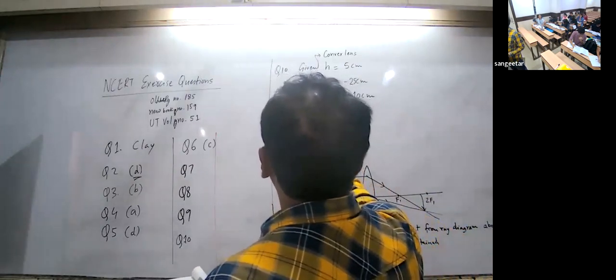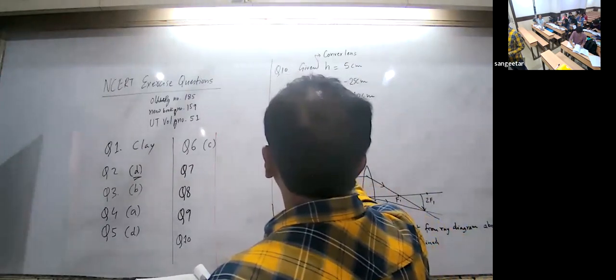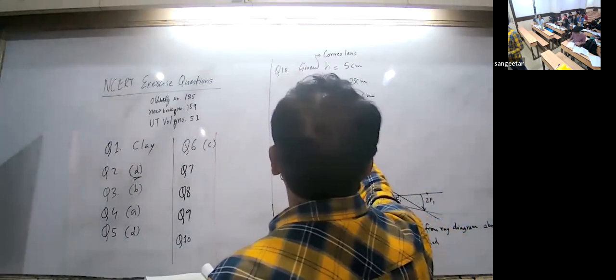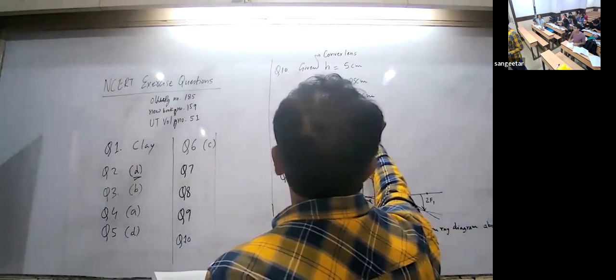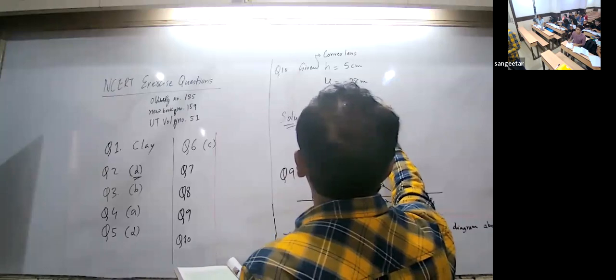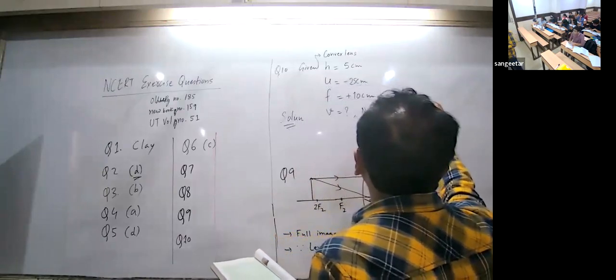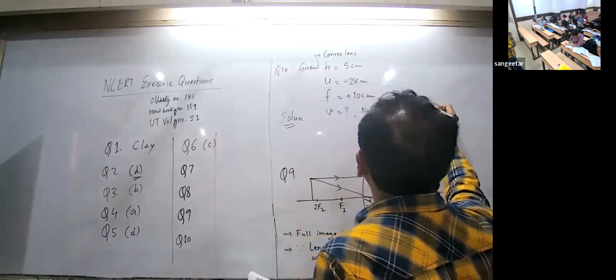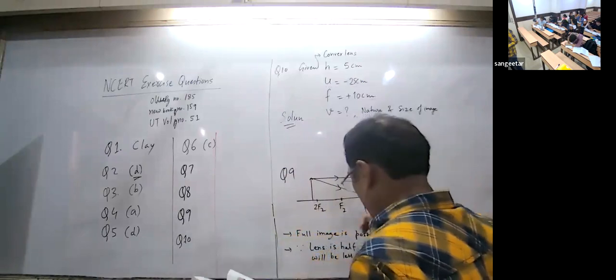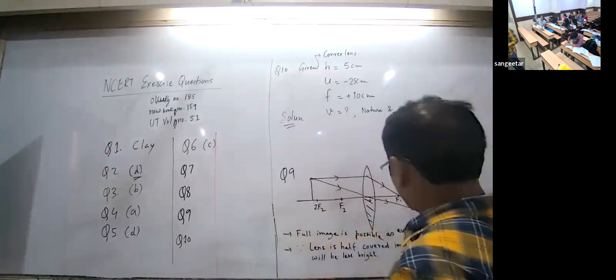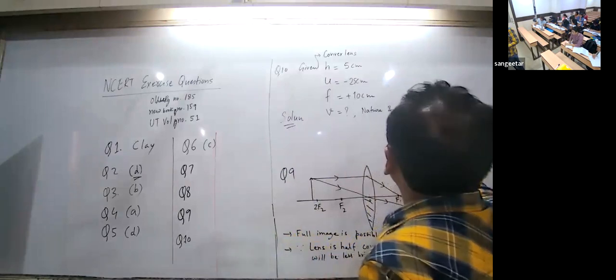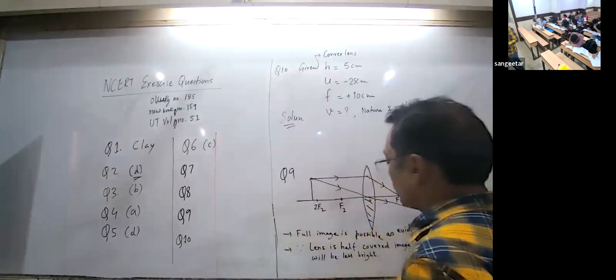So solution. What do you have to find out? You have to find v, nature, and size. Size of image. Three things you have to find. What is the size of image? h dash. h dash equal to what? This you have to find.